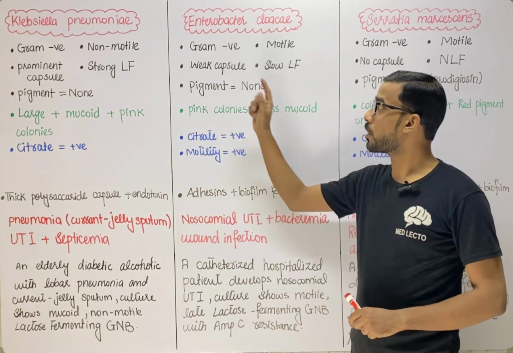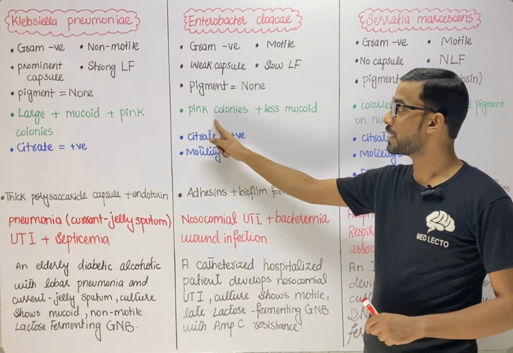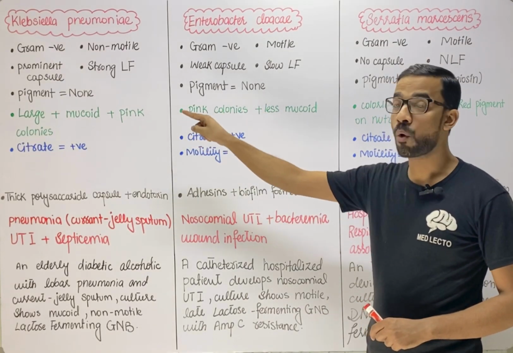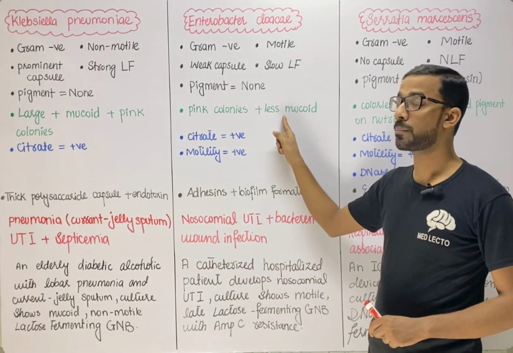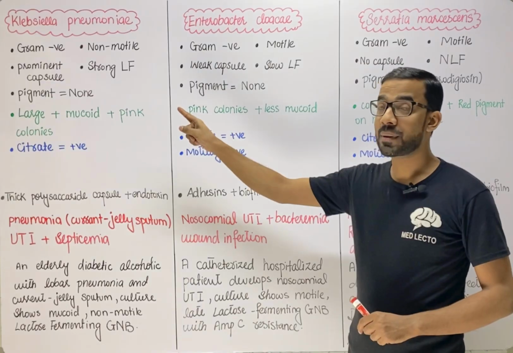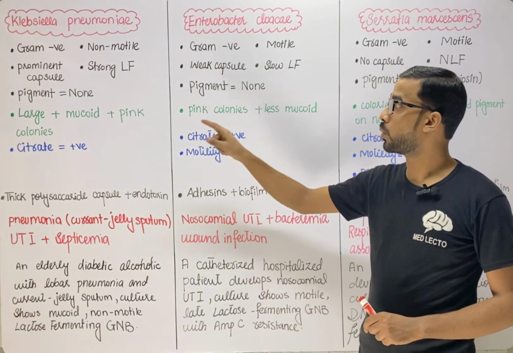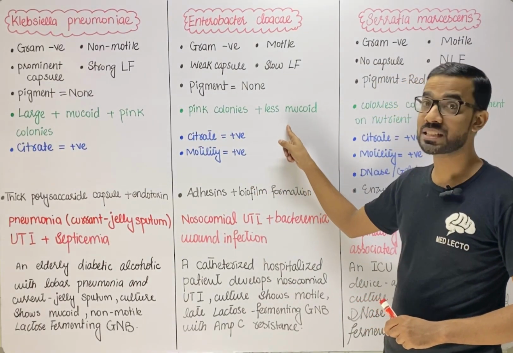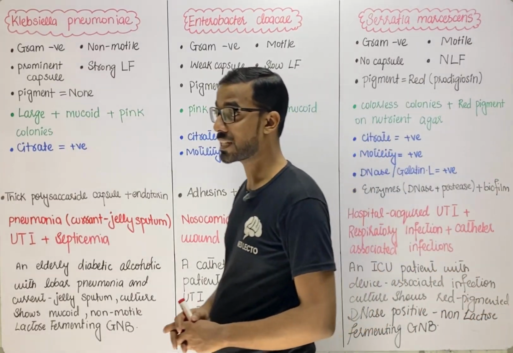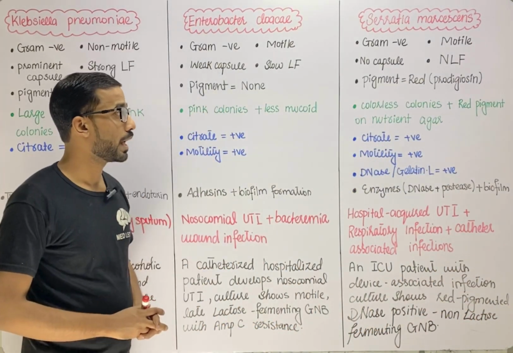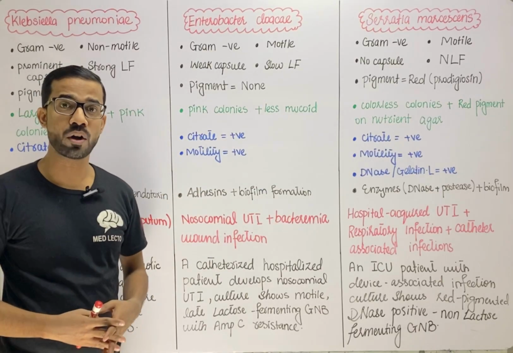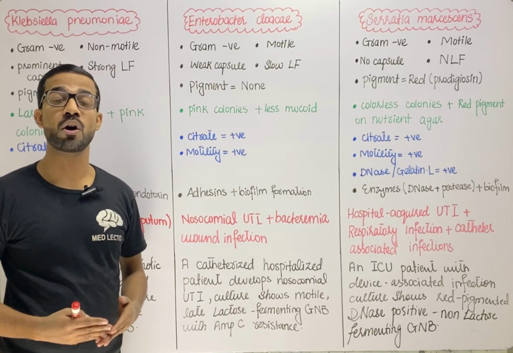In the Enterobacter case, you will also see pink colonies, but less mucoid. The KP will produce more mucoid colonies and Enterobacter will produce less mucoid colonies. Why? Because KP has a prominent capsule, while Enterobacter's capsule is weak. So that's why its colonies will also be less mucoid in that case. While Serratia colonies will be colorless, because it's a non-lactose fermenter.